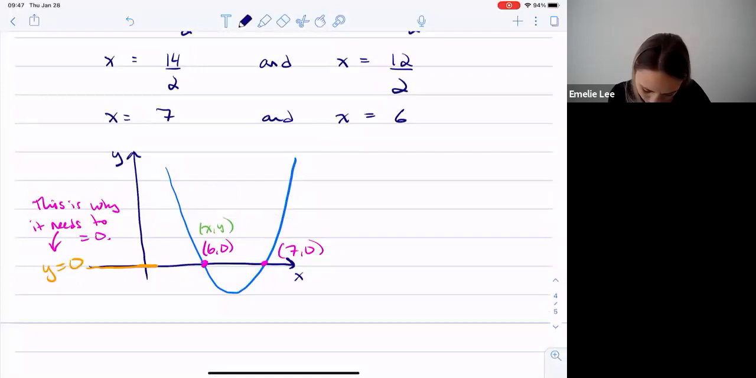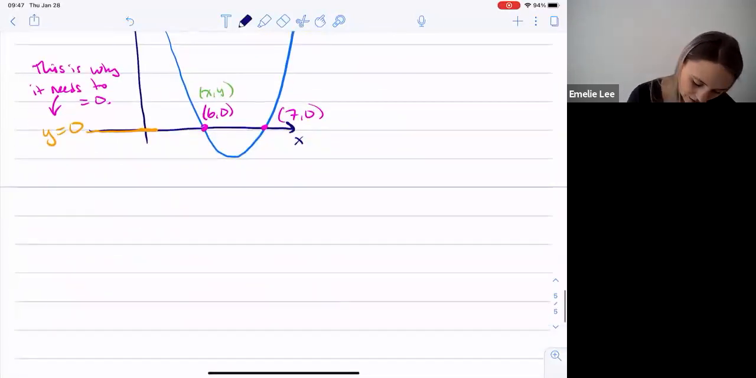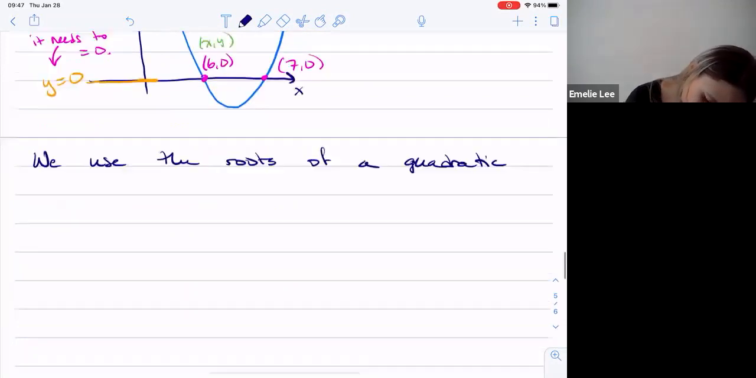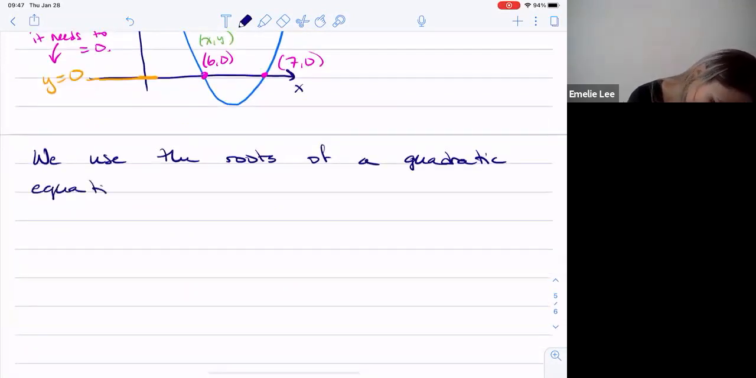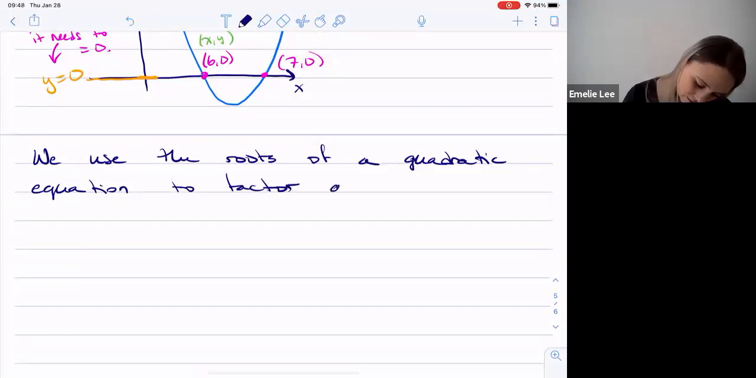Was there anything else I wanted to say here? Oh yeah, so x equals 6 and x equals 7, those are our roots, right? And so those are the solutions to the quadratic. Okay. We use the roots of a quadratic equation to factor a quadratic.